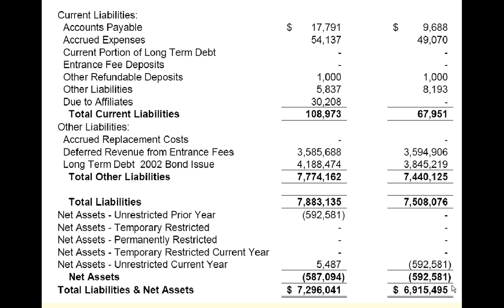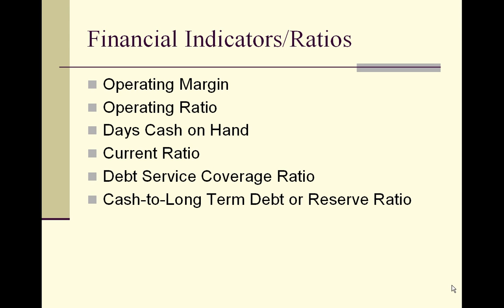In this case, the net asset number is negative, which means we have more liabilities than assets outstanding, and the total number, according to generally accepted accounting principles, have to be matching. So the $7,296,041 have to be recorded on both assets and total liabilities and net assets. That has to match. Financial indicators, ratios, real quick, you can read that up in the textbook as well.